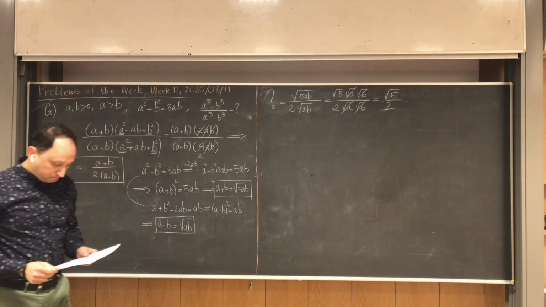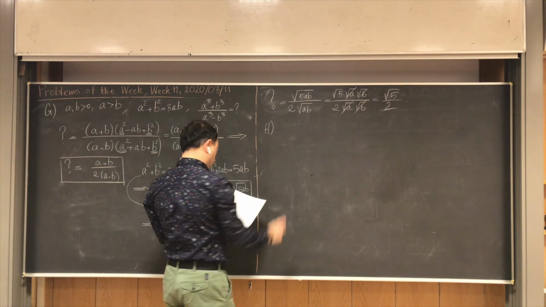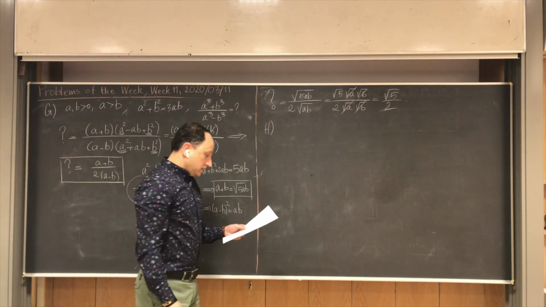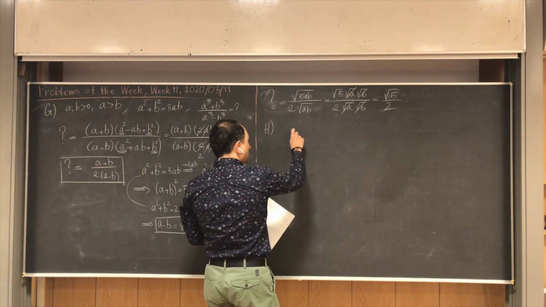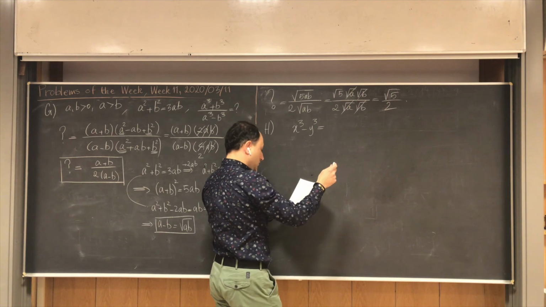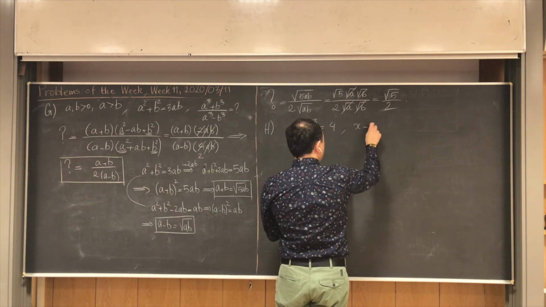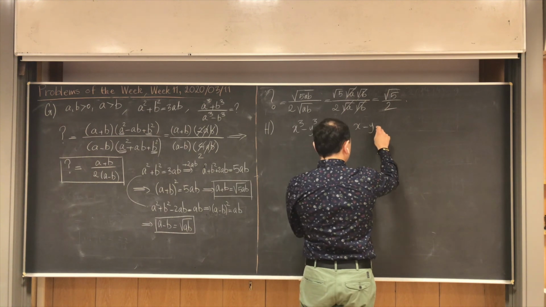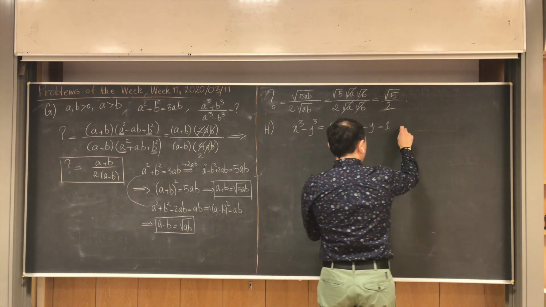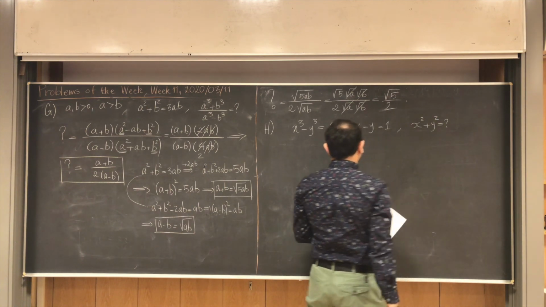Okay? And finally, let us solve problem H. So x and y are real numbers. We know that (x minus y) to the 3 is equal to 4. And then x minus y is equal to 1, and I am supposed to calculate this.